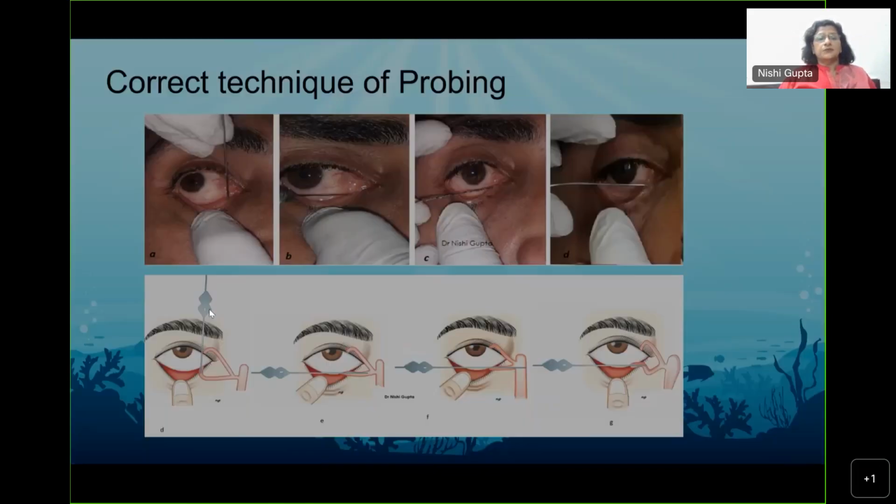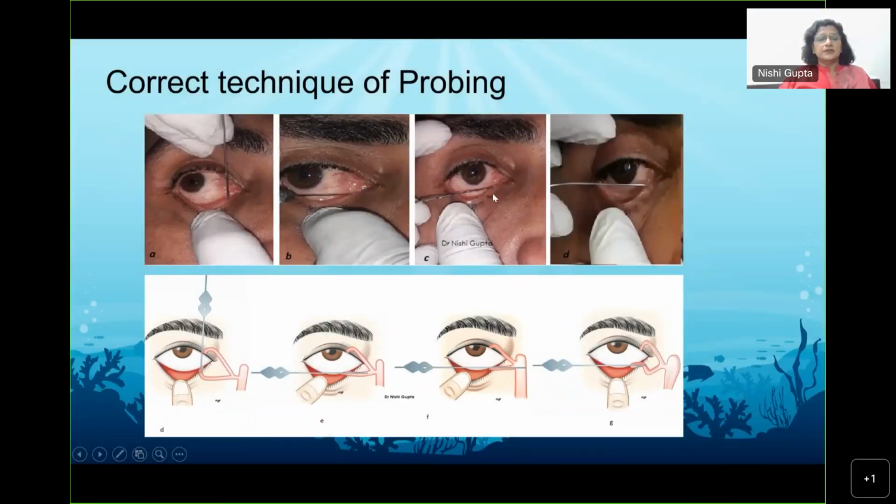This is the correct technique of probing, and as I described in detail, since this is the vertical canaliculus, first you retract the lid inferiorly, then you retract it laterally so that you straighten the horizontal canaliculus, and then you go and feel the hard stop. This indicates NLD obstruction, and this system is patent.